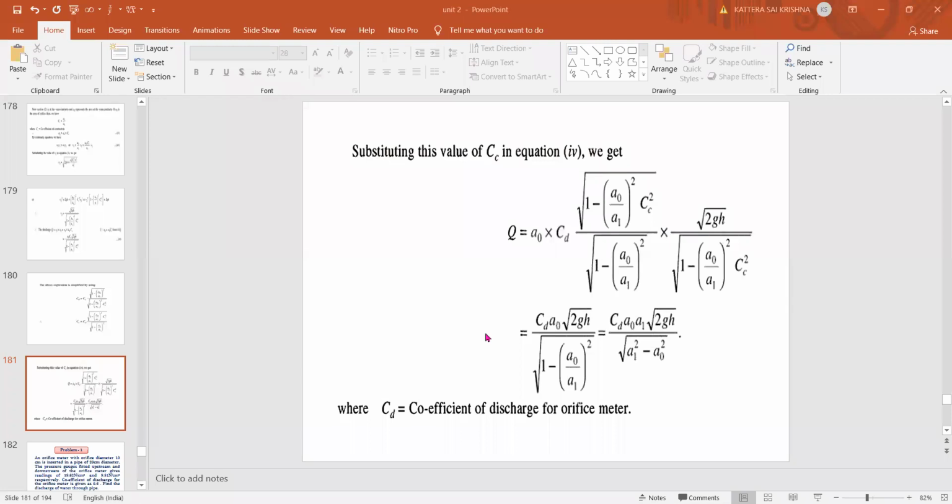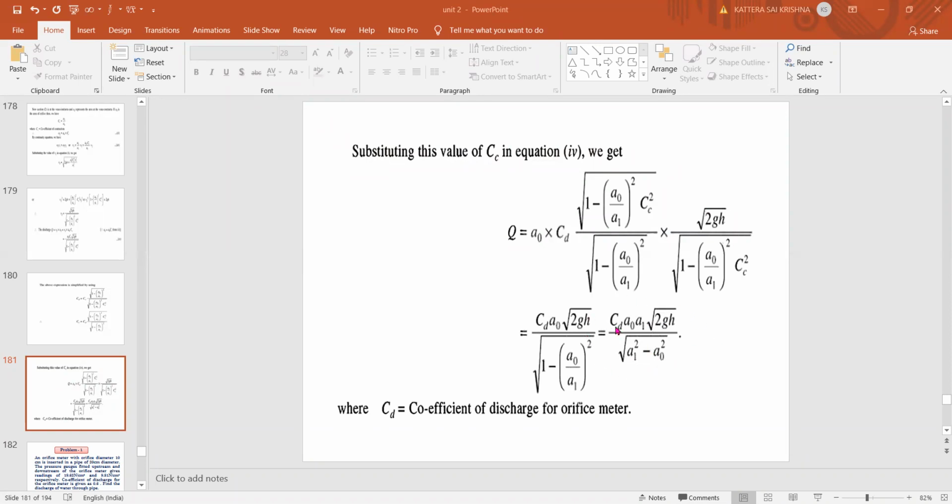After getting this expression, we are going to solve problems on the orifice meter. This derivation is not compulsory to learn, but just to know how we are getting this expression, I have shown all these things. Please take the formula at least in your notes: Q is equal to CD into A1 A0 under root of 2GH by under root of A1 square minus A0 square. Almost the same equation for the venturi meter also we got.